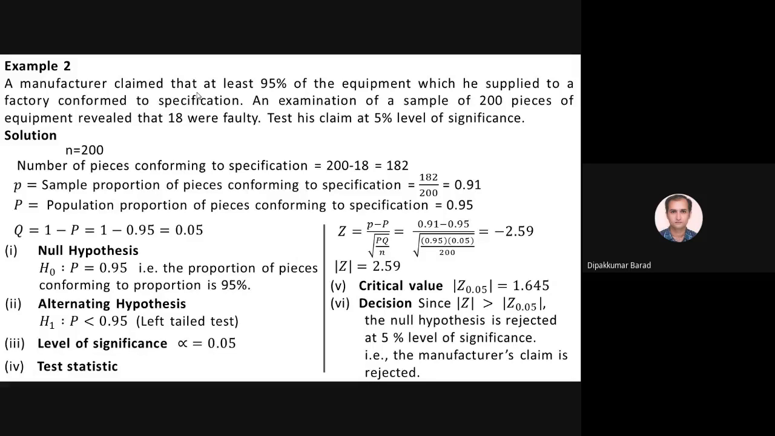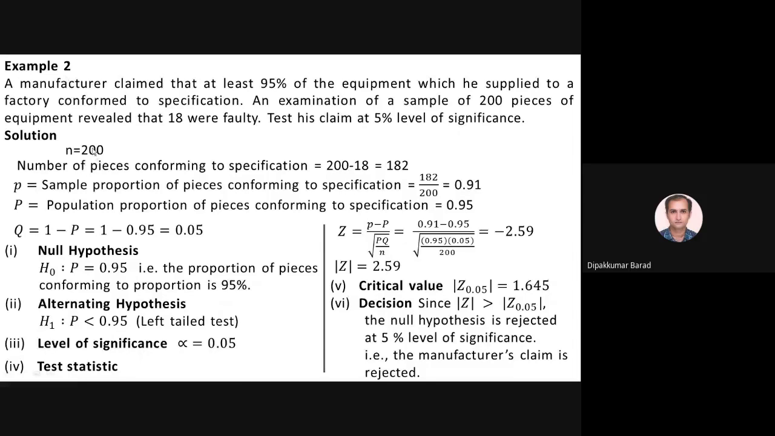Okay, and now we have taken the sample. It is a factory manufacturing a large number of products, but out of them we have taken a sample of 200, and out of 200, 18 are faulty. So first of all, sample of n equal to 200, which is greater than 30, means we are discussing a large sample, and here n equal to 200.